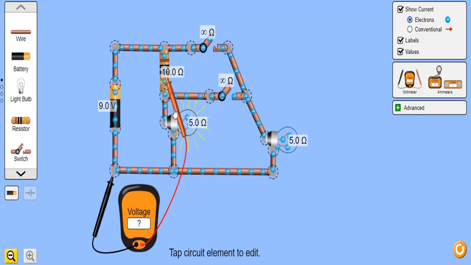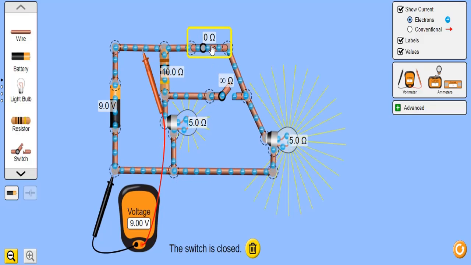Now look at the battery. What happens when I change the loads? It is stable and the voltage is always 9 volts, no matter what you change. Ah, I thought it was simple, but I was wrong. I learned a lot, thanks.